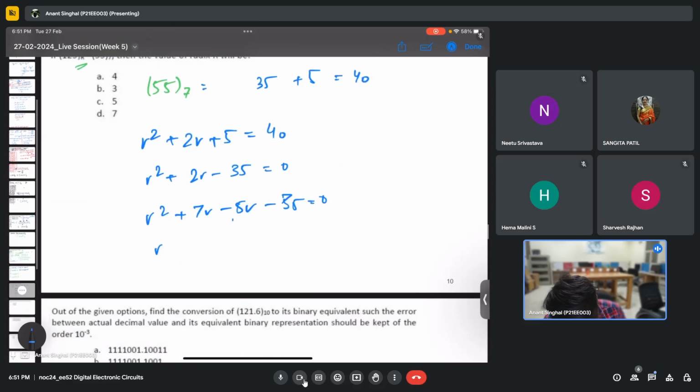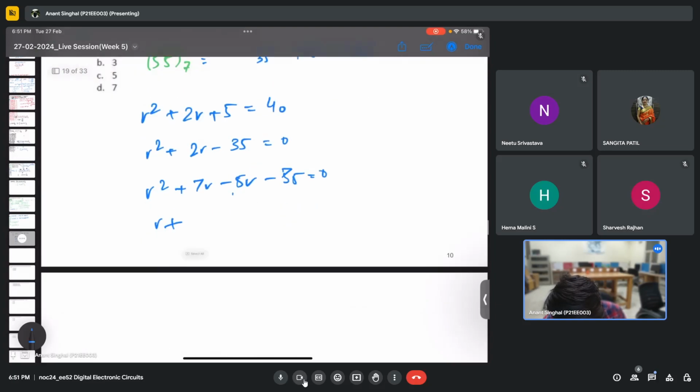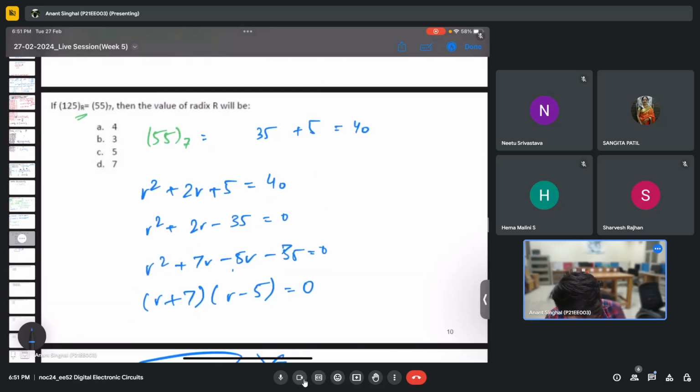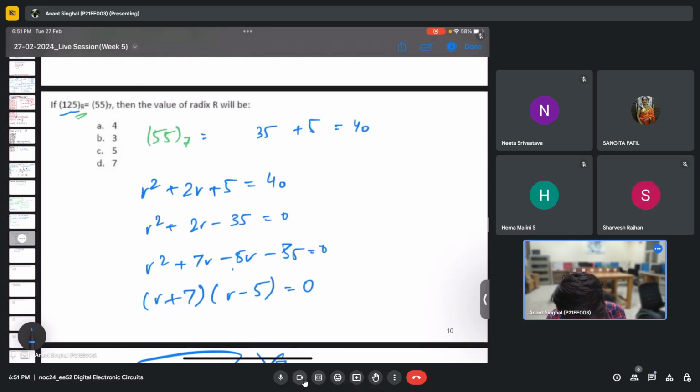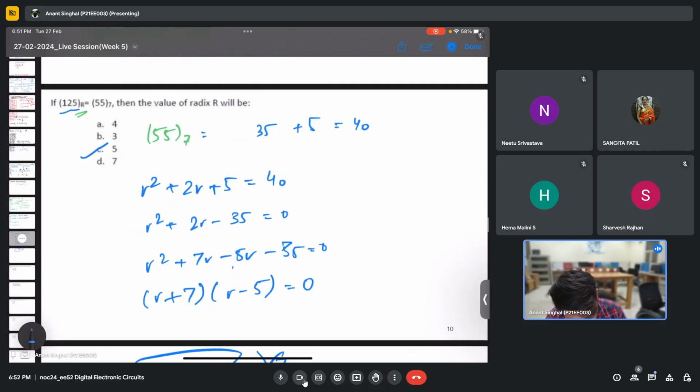So we can write these as (r plus 7)(r minus 5). So there can be only two possible values, plus 5 and minus 7. The negative is not a possibility, and 5 is not possible either, since there is no digit greater than 5. So there is only one possibility, it is option C.